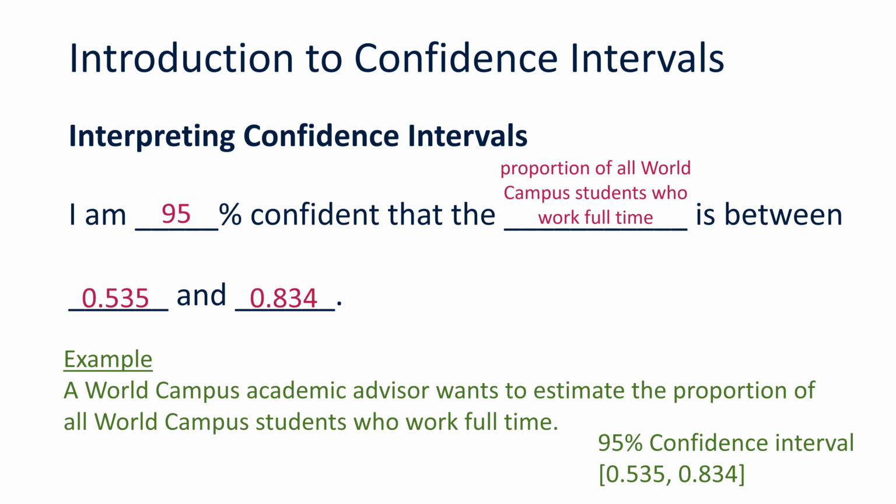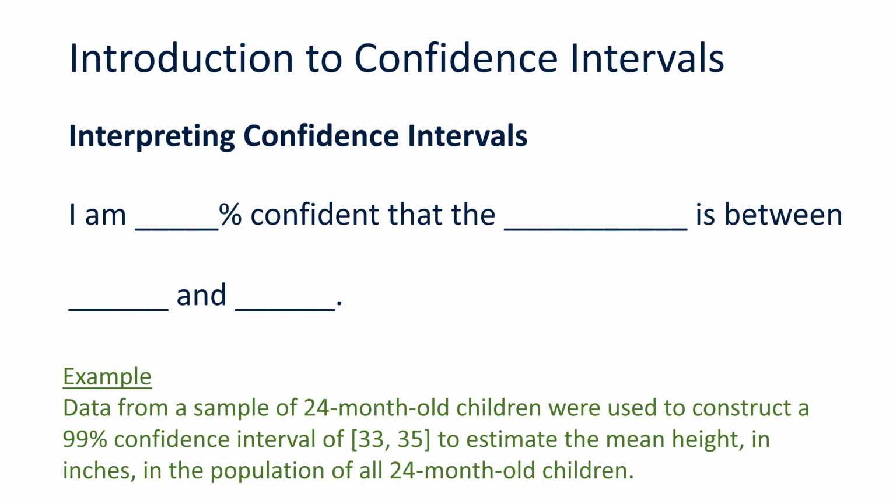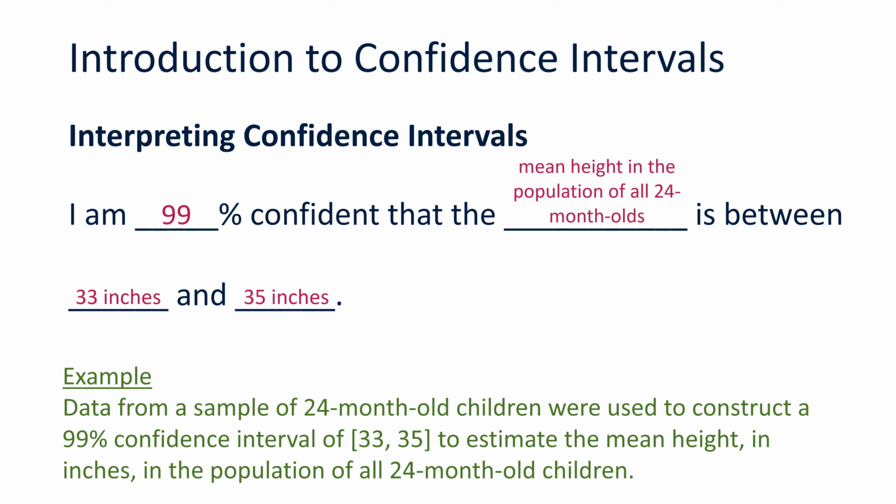The next example I'll show deals with a mean. Data from a sample of 24-month-old children were used to construct a 99% confidence interval of 33 to 35 to estimate the mean height in inches in the population of all 24-month-old children. To interpret this, I would say I am 99% confident that the mean height in the population of all 24-month-olds is between 33 inches and 35 inches.